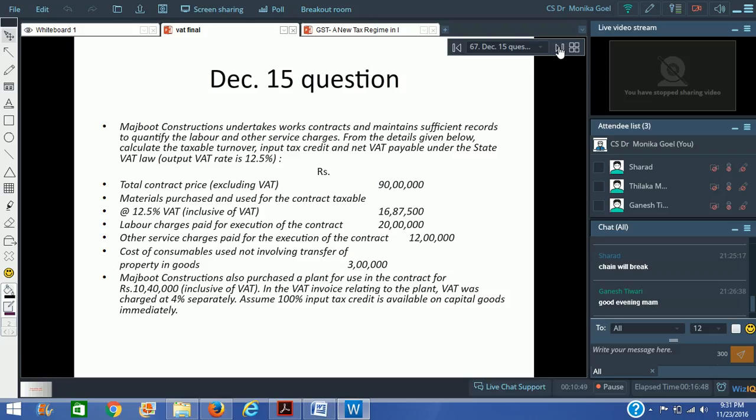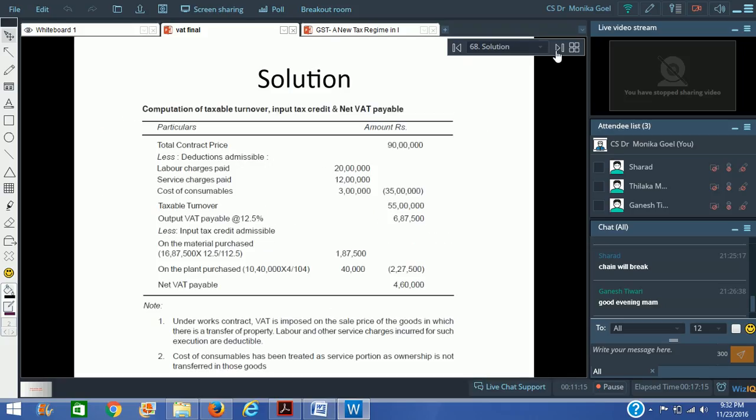Assume 100% input tax credit is available on capital goods immediately. You have to find out what his taxable turnover is, what the input tax credit is, and what the net VAT payable by him is. Is the situation getting clear to you? It's a case of a works contract where the material cost has been given to you, labor cost has been given to you, cost of consumables has also been given to you, and cost of machinery has also been given to you. Okay?